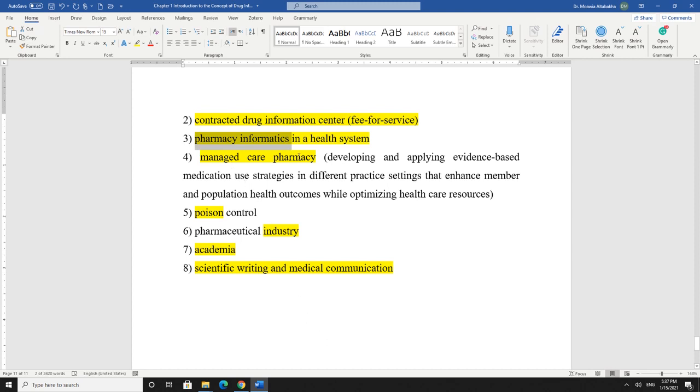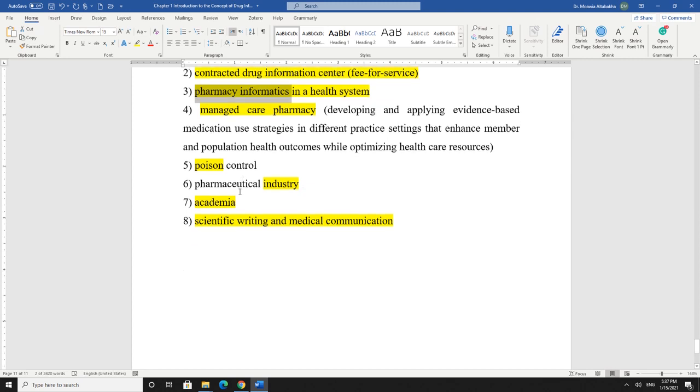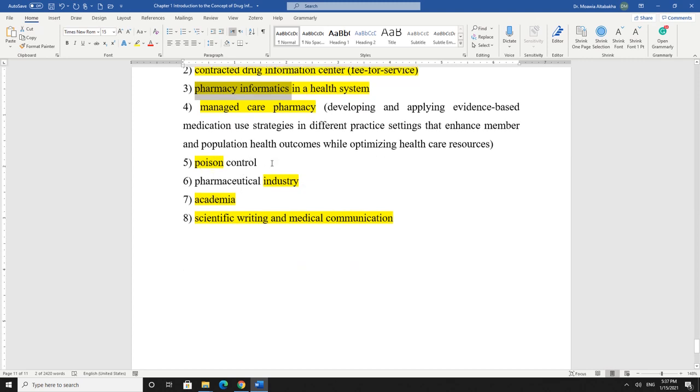Managed care pharmacy, whether retail pharmacy, hospital pharmacy, etc., where they manage the care. When we say managed care pharmacy, we mean here trying to provide cost effective medication. In poison control you can work.